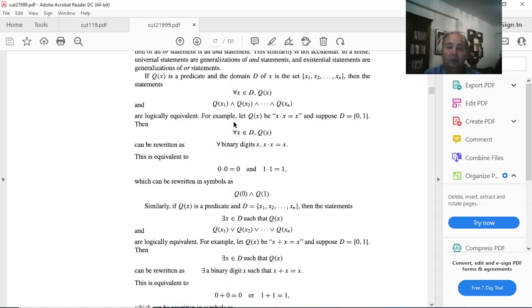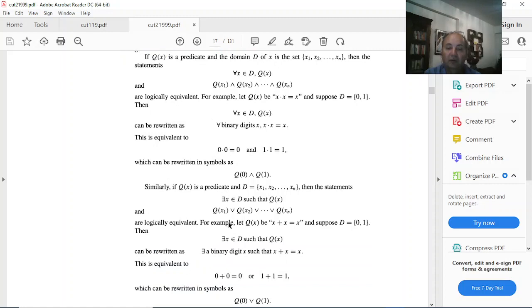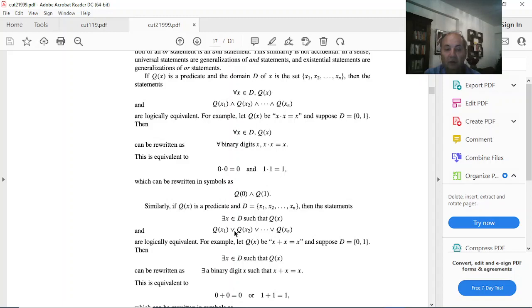You can do it for multiple cases. When you choose a predicate and the domain, for the for-all statements you have to use AND. For the existential one, where there exists one, you have to use the OR connection.